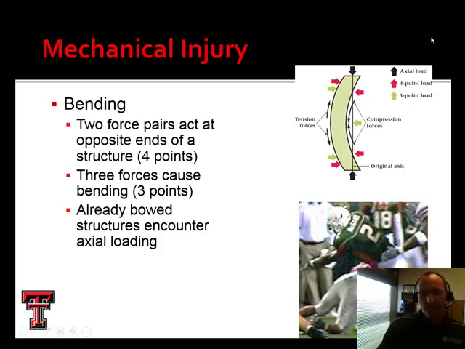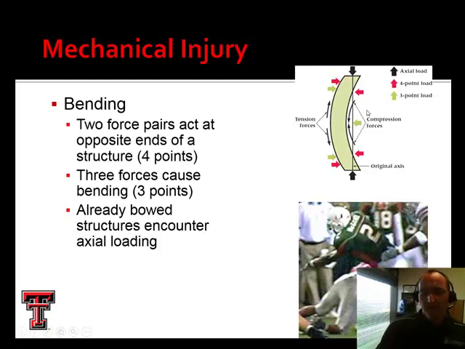Now, a bend force is where we've got two points, proximal and distal, of the tissue that are fixed, and we get compression forces along one side and tension forces along the other. In the case of this athlete, his hip is fixed, his foot is fixed in the turf, and he's struck by an opponent, and it results in a macroscopic bend here. Lots of times this is encountered in structures that are already somewhat bowed. They already have this concave-convex orientation.